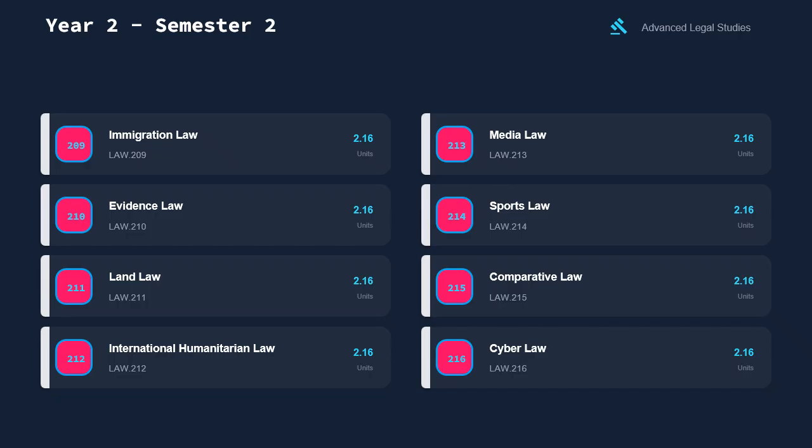Year 2, Semester 2, Advanced Legal Studies. Course, Law 211, Land Law. Foundations of Land Law, Tenure, Ownership, and Possession. 1.1 Historical Origins, Feudalism and Modern Tenure.